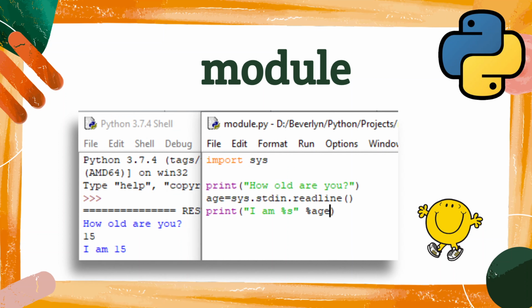Lastly, let's take a look at the printout on Python shell. As you can see at the left panel, the first blue line prints out, how old are you? Then, the black text 15 is the user's input. sys.stdin.readline will then read this data 15 and first assign it to the age variable. Next, this age input will print out I am 15 in the next line.